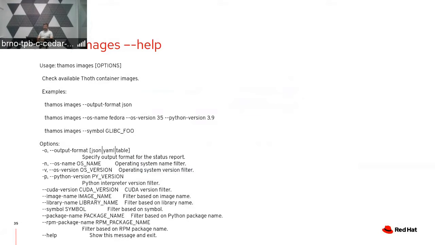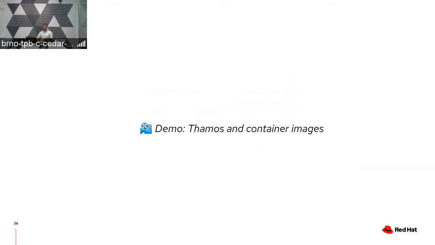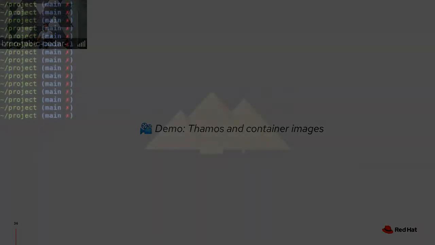So you can query, for example, based on Python version that you would like to use, based on CUDA version that you would like to use, based on symbols that are present in the containerized environments and are required to run your application, or RPM packages that are shipped inside these containerized environments. Okay, so let's take a look at a demo.